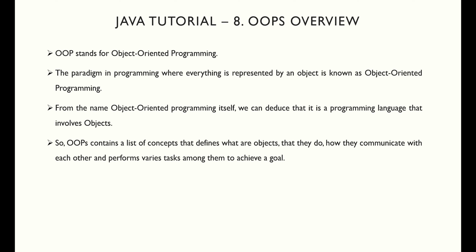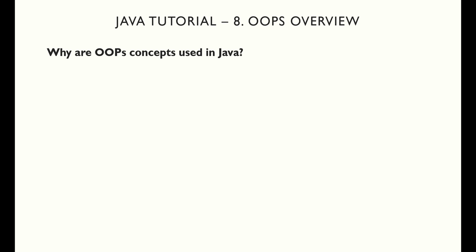Before knowing about OOPS concepts in Java, you must know about access modifiers, non-access modifiers, and methods. The prerequisite to this video would be episodes 3 objects, classes, methods, and variables, 5 access modifiers, and 6 non-access modifiers of this series. Why are OOPS concepts used in Java?